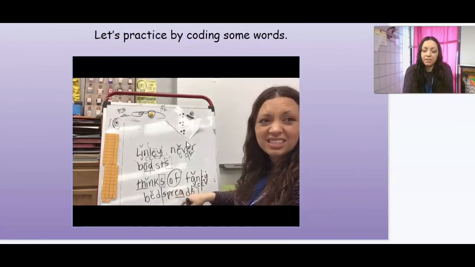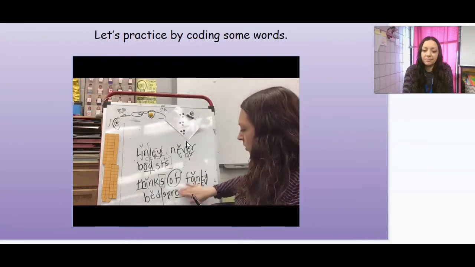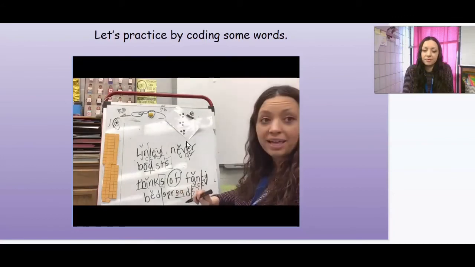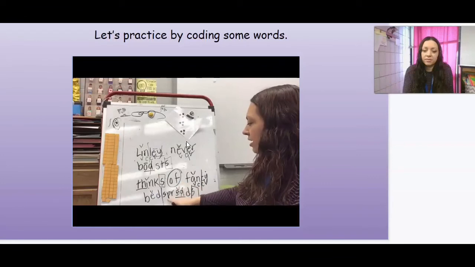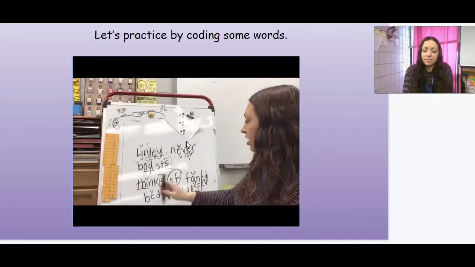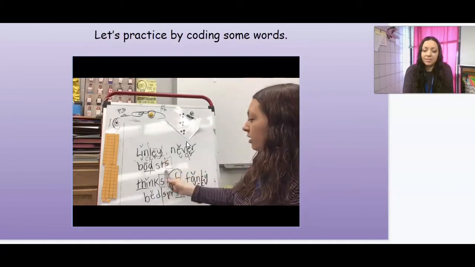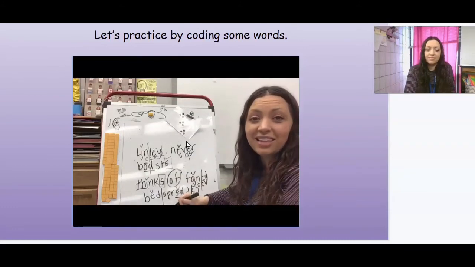Spreeds. Bedspreeds. Does that make sense? No. So what other sound can EA make? It can have a short E, that's right, silent A. So spreds. Bedspreads. Does that make sense? Yes, it's the sheet you put on. So thinks of fancy bedspreads. So Lindley never boasts and thinks of fancy bedspreads. You guys did an awesome job. Thank you.